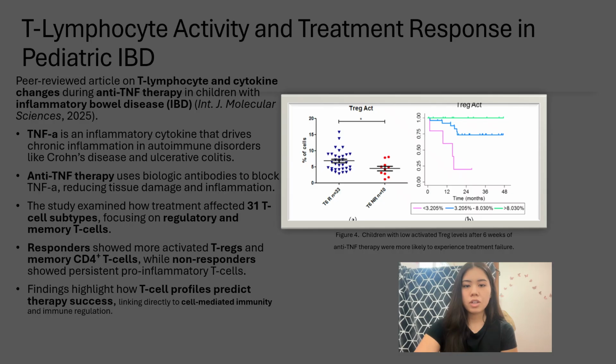Because TNF alpha is a key inflammatory cytokine that contributes to chronic tissue damage when overproduced, blocking it can help rebalance the immune system in autoimmune conditions. Researchers evaluated 31 different T cell populations and found that children who responded to the anti-TNF therapy showed an increase in activated regulatory T cells and memory T cells, both of which play crucial roles in controlling the immune responses and supporting cell-mediated immunity.